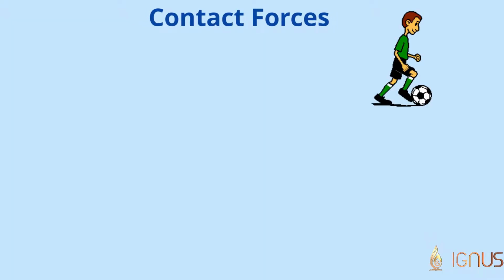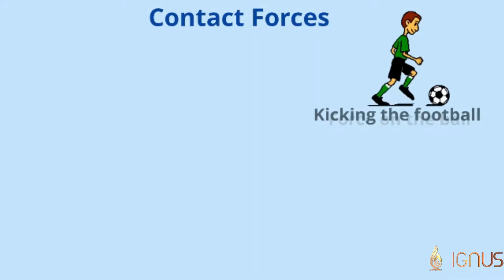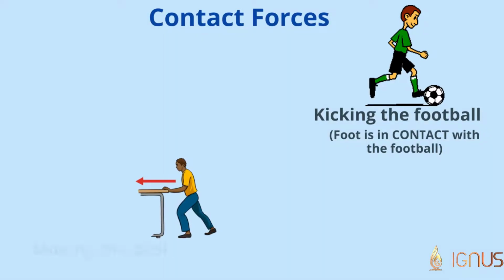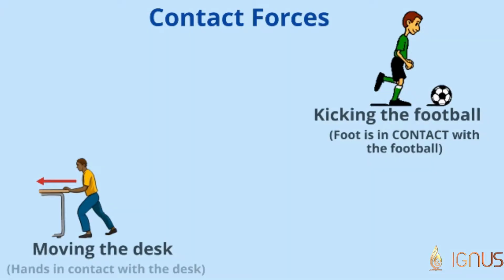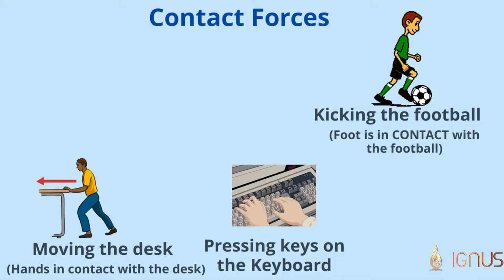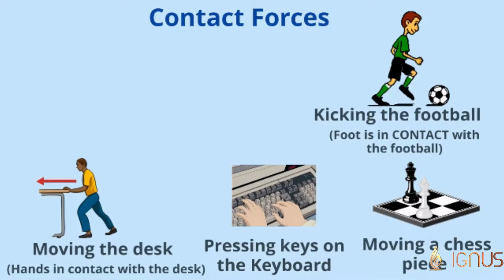Here a player wants to pass this football towards his teammate who is standing on the other side of the pitch. The player will apply force on the ball by kicking it. When the player applies the force, his foot is in contact with the football. So this is a contact force. Other examples of contact forces can be pushing or pulling the desk from one point to another point. Our hands are in contact with the desk. Similarly, pressing the keys on the keyboard and moving a piece on a chessboard are some of the other examples in which parts of the body are in contact with the objects.